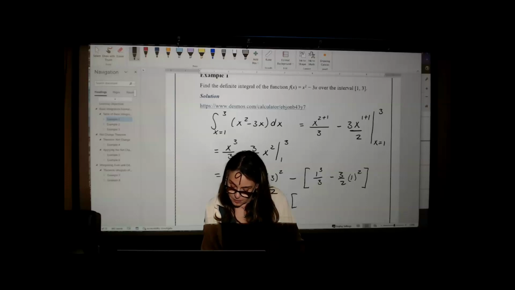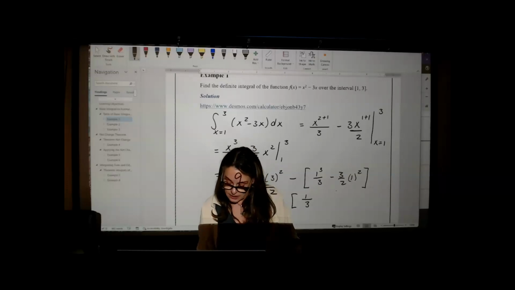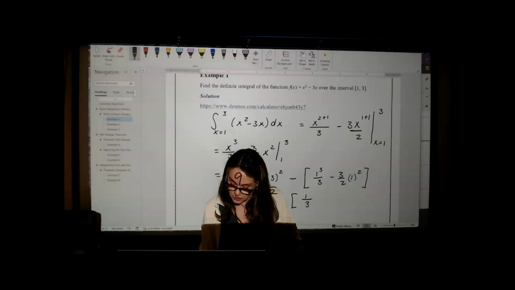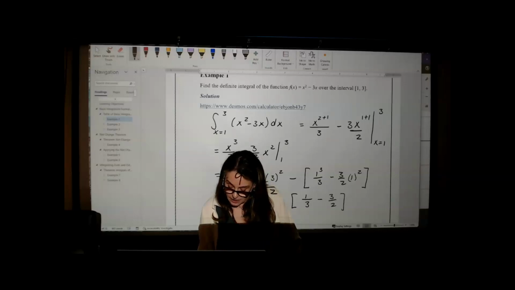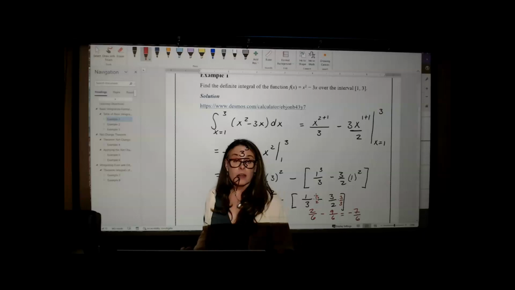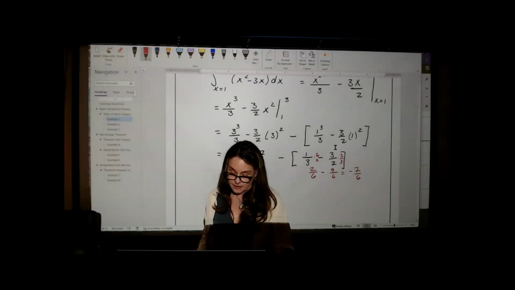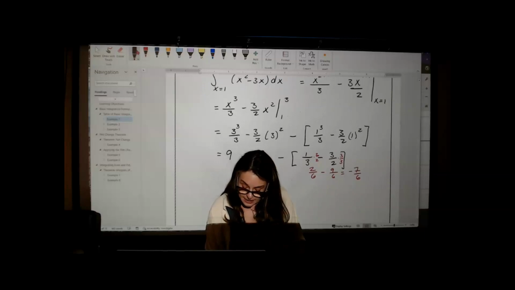In the next one, remember that I have to distribute the negative, which is part of the Fundamental Theorem of Calculus, after I have subtracted the 2 terms, which was a part of the antiderivative function. This gives me 1/3 minus 3 halves. I can go ahead and get a common denominator by multiplying the first by 2 over 2 and the second by 3 over 3. And this gives me 2/6 minus 9/6, which gives me a negative 7 over 6. When I have subtracted a negative 7 over 6, it actually adds it.